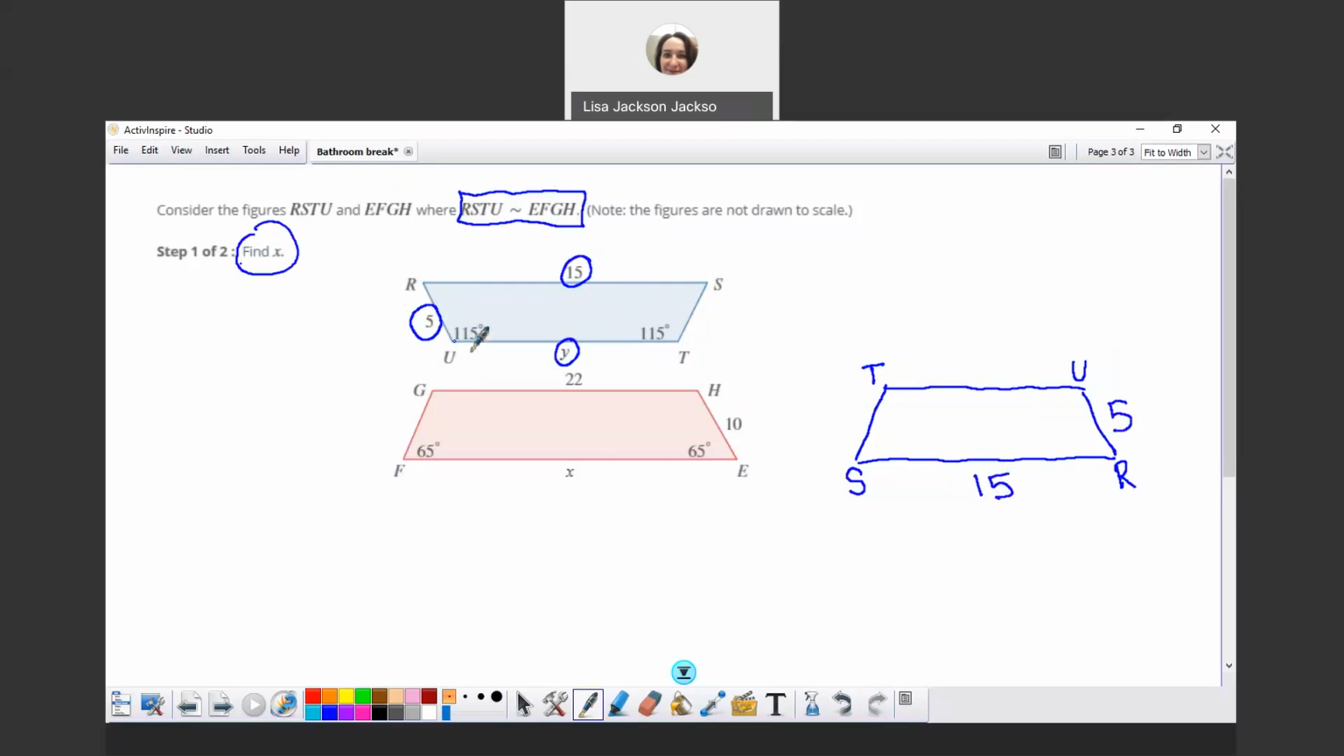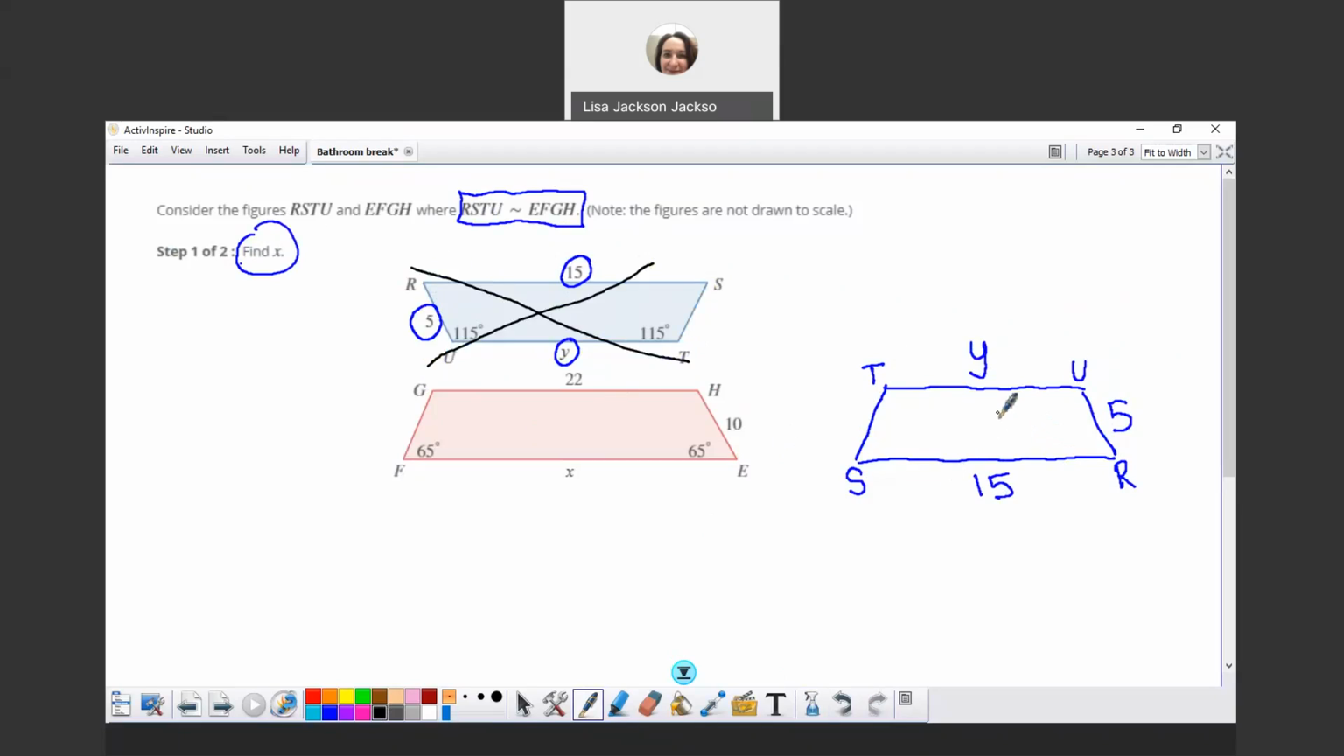And then the Y, which I won't need right now, but I'll need on step 2 when they ask me to find Y. The Y is on the side that is T to U. So I'm going to put the Y right here in T to U. Now that that's done, I don't need this original blue trapezoid anymore. I'm just going to work with my red one and the blue one that I flipped over to match.